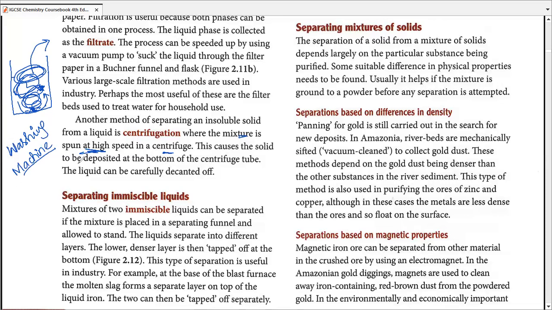Yes, sir. Good. The liquid can be carefully decanted off. You may decant off the liquid. Since that's wastewater, we simply waste it out.